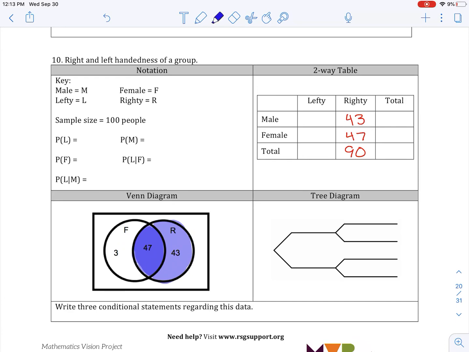Okay, now let's worry about the 3. So for the 3, now we're gonna think about this whole female circle here. Right there, okay? And I know that I have 47 females that are righties, and that means that these 3 over here must be left-handed. Okay, and that's all the information that we're given right now. All right, so this is 50, and now I'm like, oh no, well, they gave us one other piece of information. The sample size is 100.